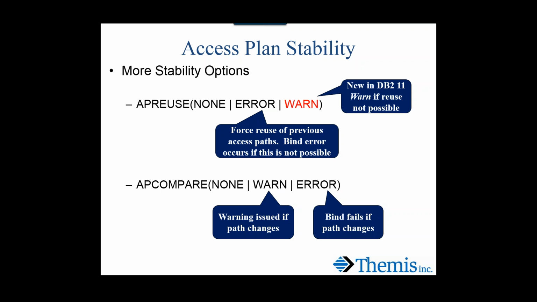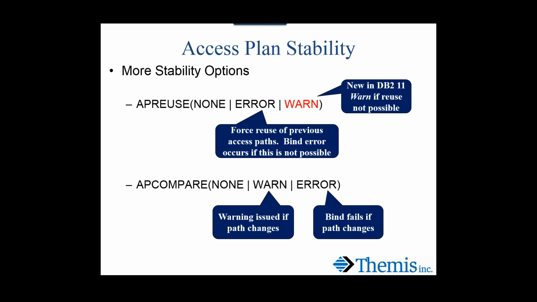In other words, I don't want the access paths changing on me all at once. Some of those changes are going to be good, some of those changes are going to be not so good. And so you can rebind with AP reuse error, and that says please force the use of the old access paths unless that's just not possible, and then fail the bind. The new option we get in version 11 is AP reuse warn. AP reuse warn says please try and force the reuse of old access paths, and when it's not possible, go ahead and generate a new one and throw a warning.